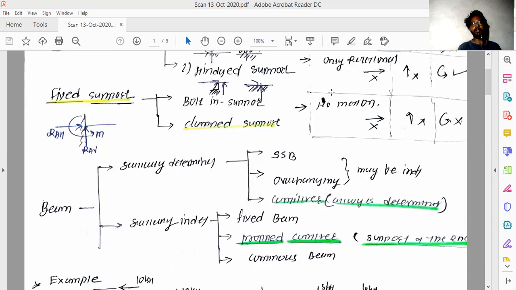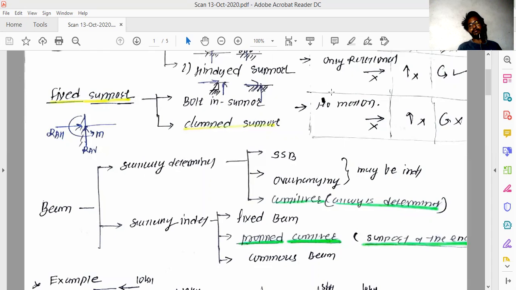Another is the overhanging beam. An overhanging beam has two supports toward the center, but the end portions of the beam will be in the air. This kind of beam is called an overhanging beam, and it might be determinate or indeterminate, because it is based on the different kinds of forces we apply on that beam. So it might be, or it might not.